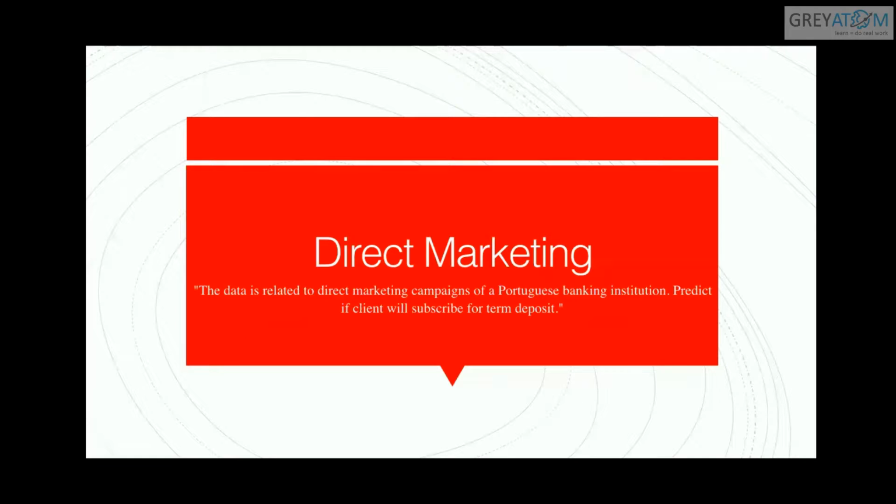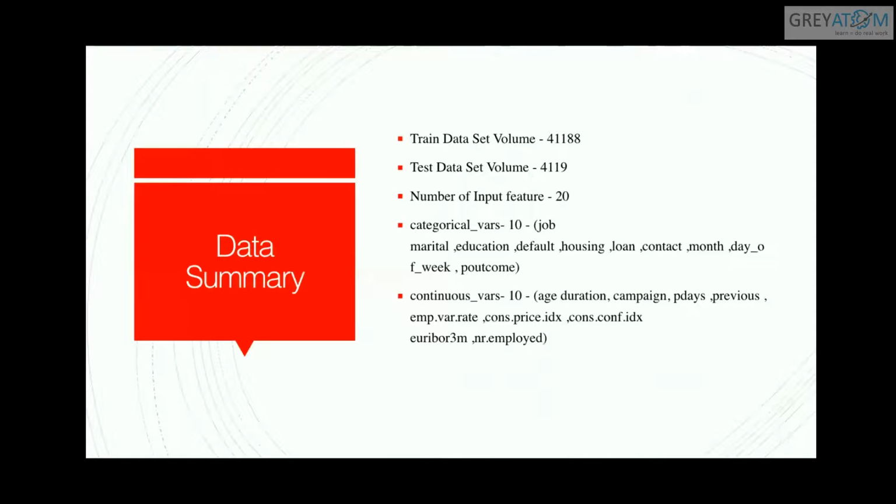Hi guys. The problem statement that we have chosen is the direct marketing problem, wherein, given a data set, we need to predict whether a particular customer will subscribe for a term deposit or not. As part of the data, we have chosen data sets where the volume is about 41,000 and the positive class is about 10% of that. There are overall 20 features. Of them, 10 are categorical and 10 are numerical.